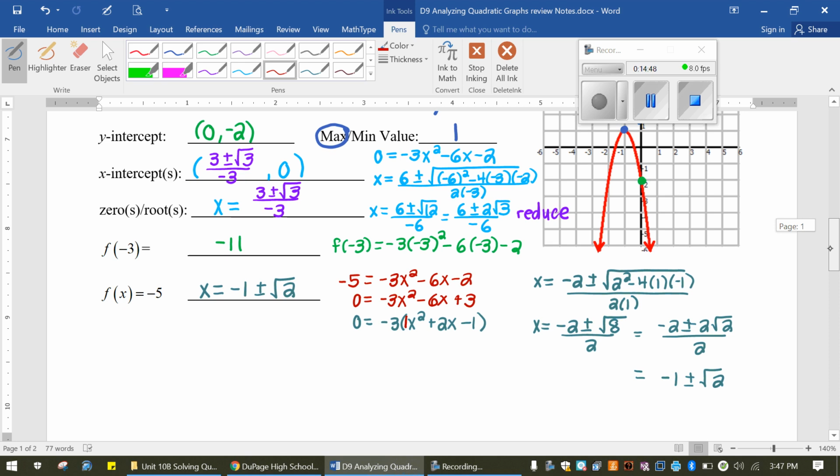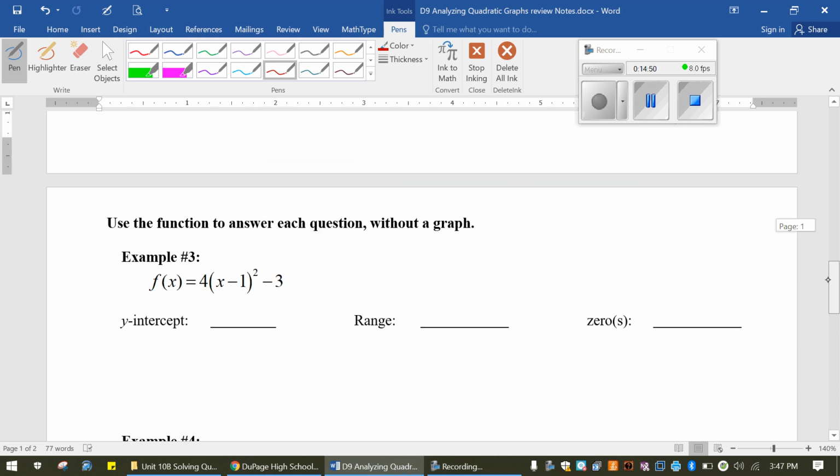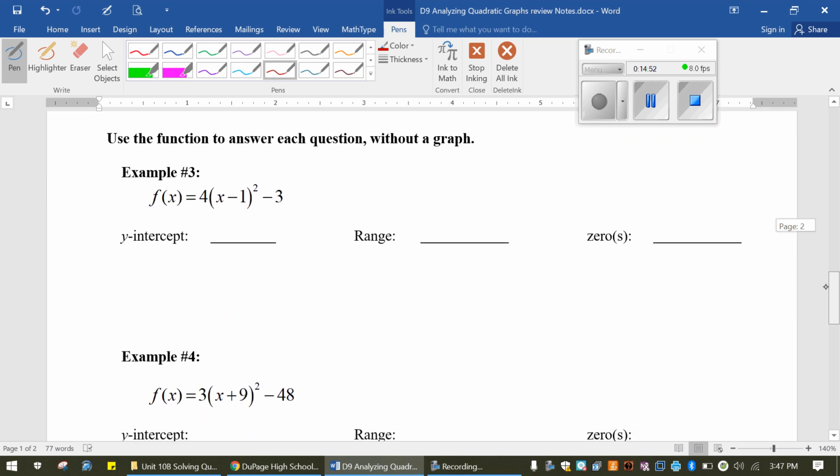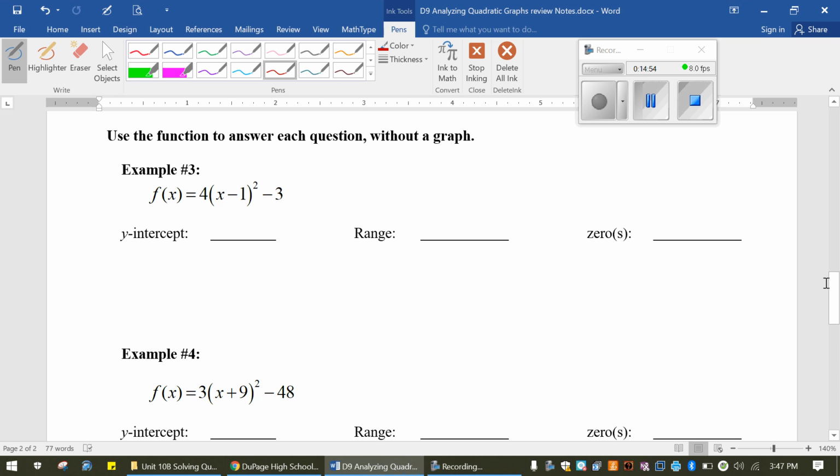All right, let's go to the back. And we're going to take a look at trying to analyze some of these important pieces of a function's graph without actually having the graph to look at. So what I see when I'm given, so this is vertex form. So I know that my vertex is 1, negative 3.